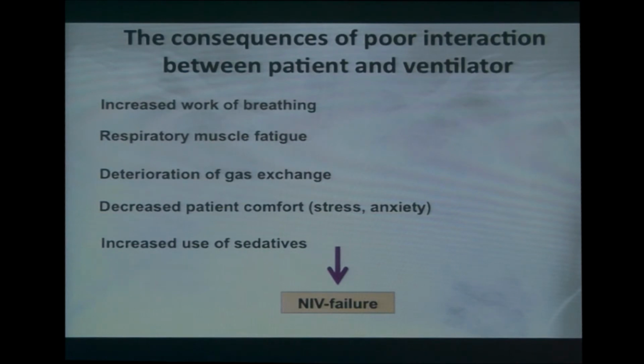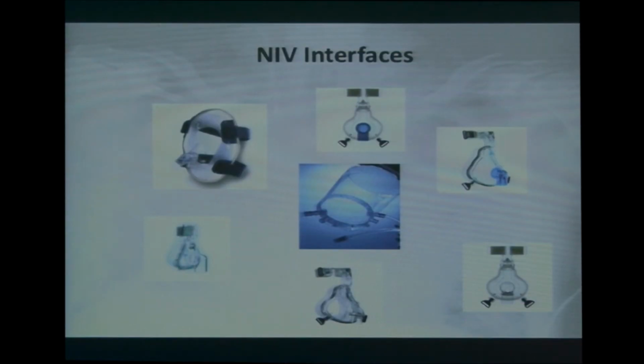The consequences of poor synchrony of the ventilator and the patient are increased work of breathing, respiratory muscle fatigue, deterioration of gas exchange, decreased patient comfort, and increased use of sedatives, and this altogether leads to non-invasive ventilation failure in these patients. So that is the ventilator, and then of course it comes to the interface, which also has its place. They are not equally effective if you look at the helmet compared to the face masks, and that has also to be taken into account. But I don't want to go into detail on that in order to stay in time.